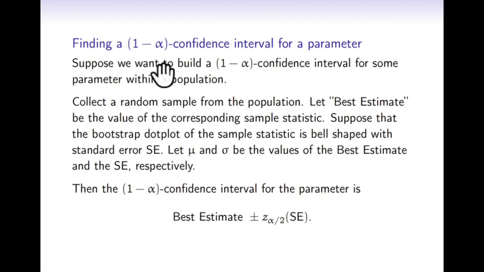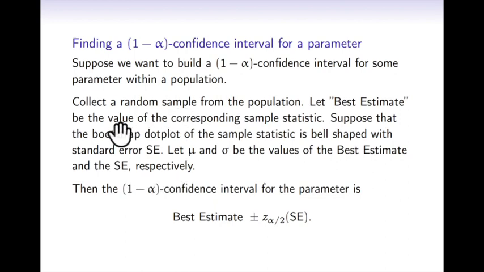This is about finding a 1 minus alpha confidence interval for a parameter. So here's the setup. Suppose we want to build a 1 minus alpha confidence interval for some parameter within a population. So maybe it's a mean. We want to find a mean parameter in a population. All right. Collect a random sample from the population. Let best estimate be the value of the corresponding sample statistic. So that could be a sample mean from a random sample. Suppose that the Bootstrap dot plot of the sample statistic is bell-shaped with a standard error SE. So let's identify mu and sigma. Let mu and sigma be the values of best estimate and SE respectively.